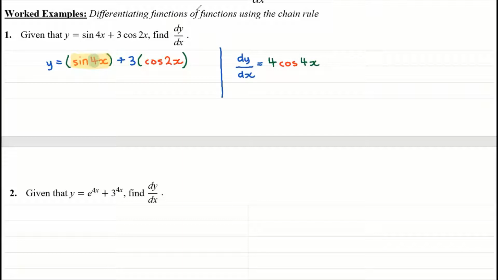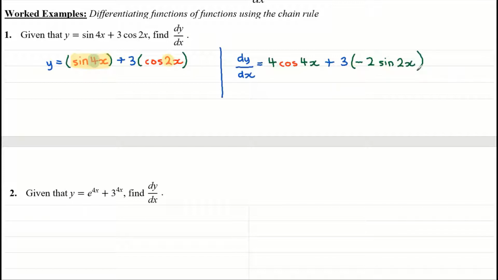Now for the second term, we've got plus 3 lots of whatever we get when we differentiate cos 2x. And again, it's the same idea. The 2 inside the function becomes a multiplicative constant or a coefficient at the front. So that's going to give us a 2 at the front there. Now if we differentiate cosine, of course, we get negative sine. So perhaps I should have left myself a bit more room there. So it's going to be negative 2 sine, and then we keep the 2x inside the function like that.